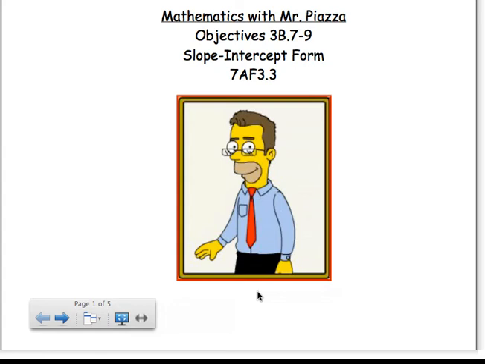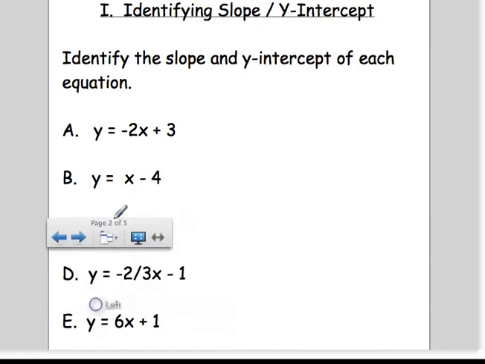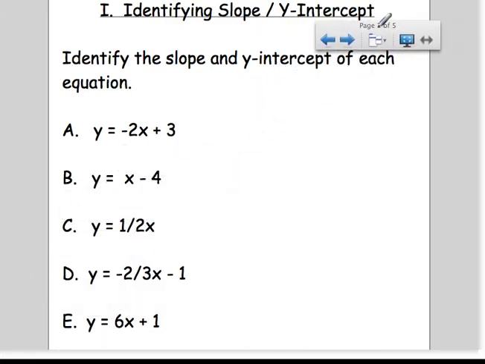We're looking at objectives 3B.7 through 9. That's all about slope-intercept form, a really special way to write the equation of a line. I've broken this down into 3 skills, which you'll see over the next 3 slides. The very first is just identifying what the slope and the y-intercept is when I give you an equation. So I'm going to do 3 examples, and I'm going to ask you to do 3 if I give you an equation in slope-intercept form.